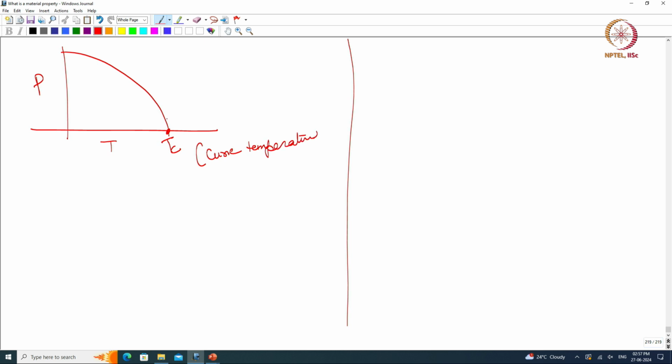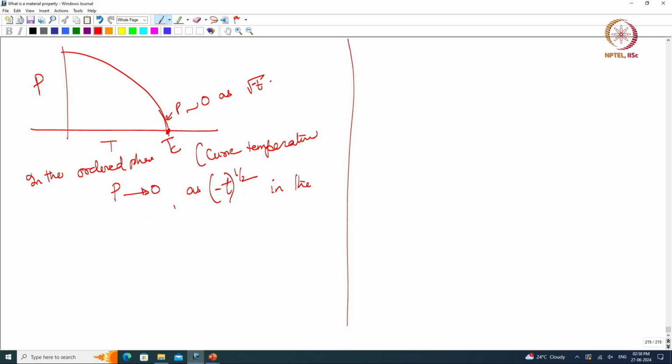Near Tc, my polarization goes to 0 as the square root of T. So, P goes as the square root of minus T, sorry, minus T is a positive number. So, P goes to 0 in the ordered phase as T to the power half, or minus T to the power half, in the Landau model. From Landau theory, let us put it this way.